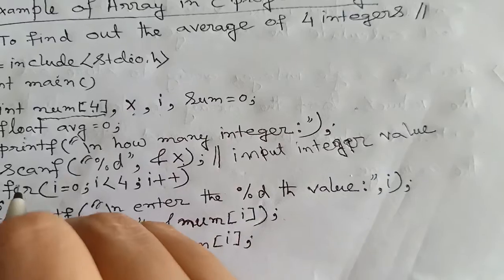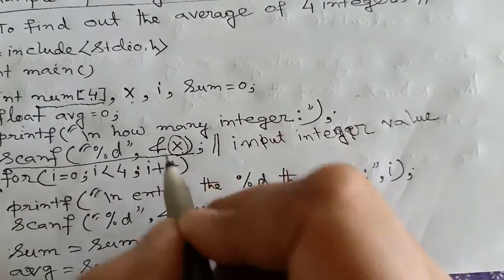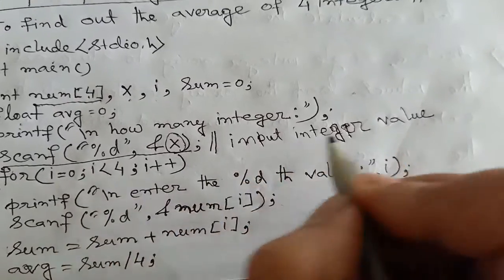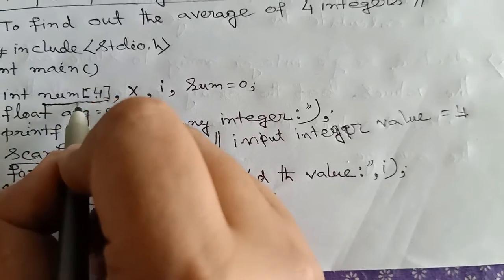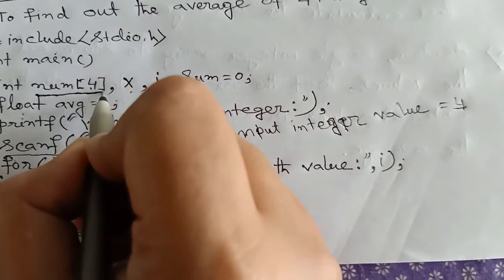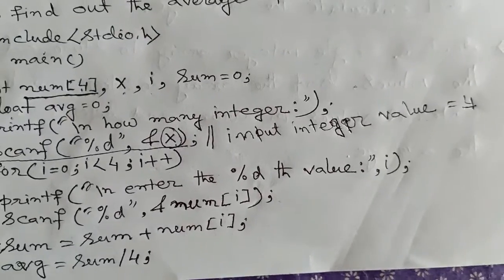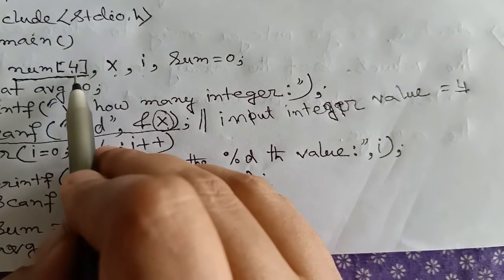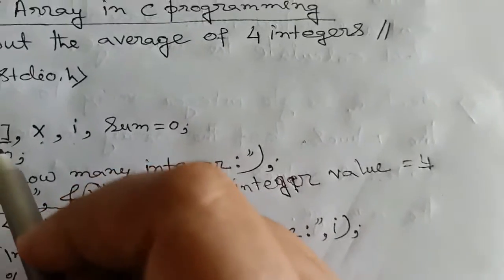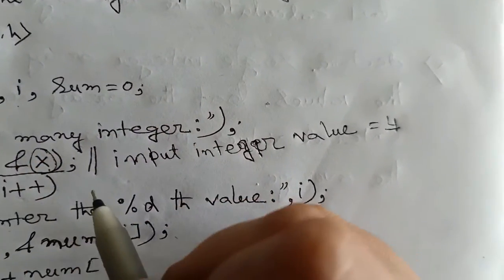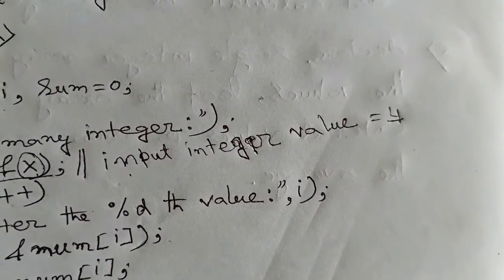Using this scanf and this x, we have to write the input value equal to 4, because for the array size we have mentioned 4. If we write 10, 20, or 50 instead of 4, then a different amount of integer numbers would be input. Okay.